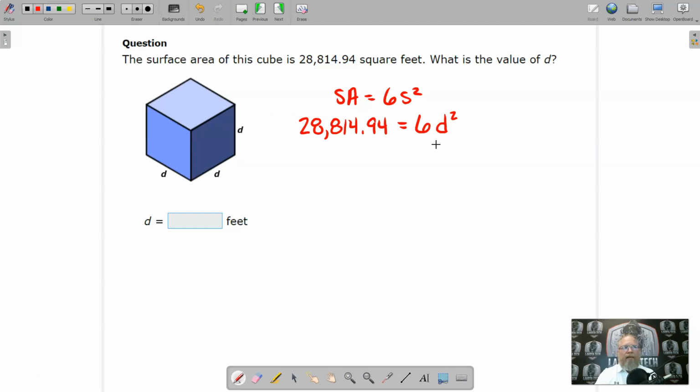So now, first we need to divide by 6 because we want to get rid of that 6, so we just end up with D squared. We're working toward isolating that variable. So what I do to one side, I'm going to do to the other. Those 6's will cancel each other, leave me with D squared on the right. And then 28,814.94 divided by 6 equals 4,802.49.